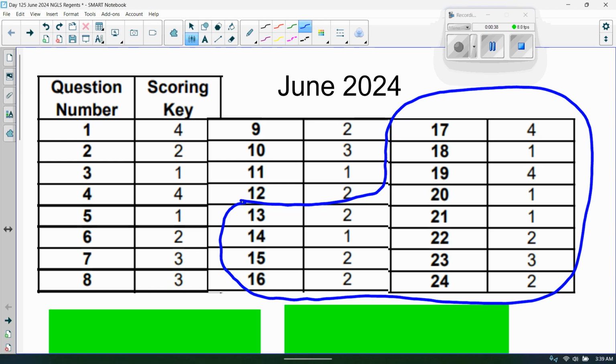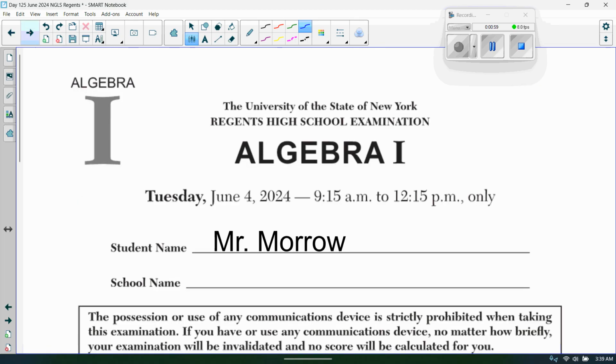If you got 15 out of 24, congrats, you would have passed June 2024 regions. And let's see if we got anybody out there who actually won 24 out of 24. Because now we're in the possible running for 100. So again, you can pause the screen so you can check all your answers. And if not, here we go. Okay.